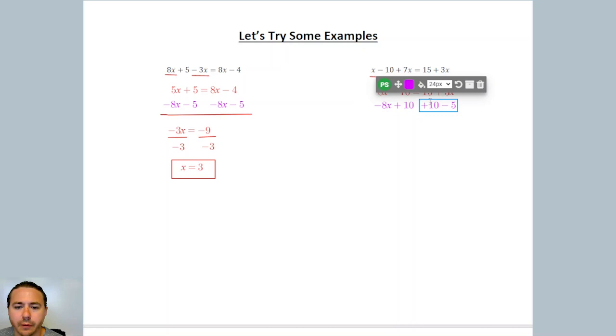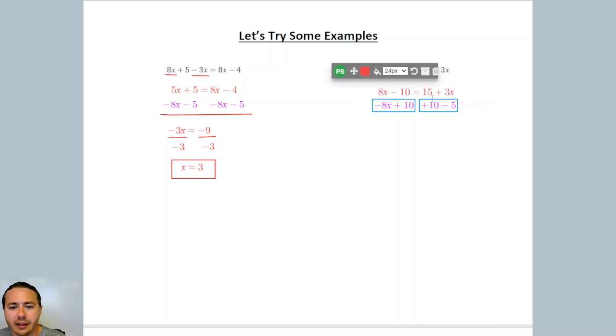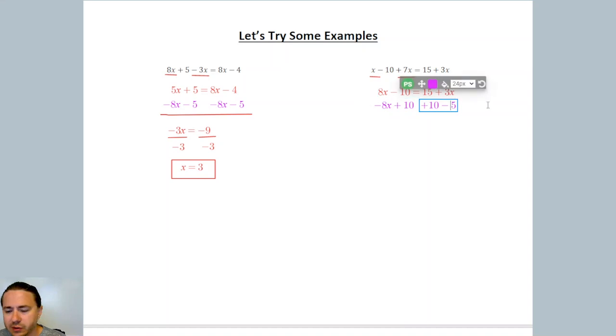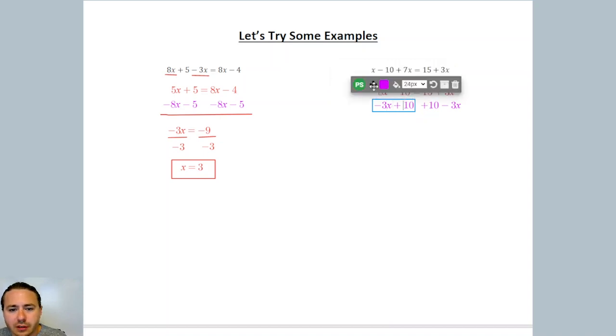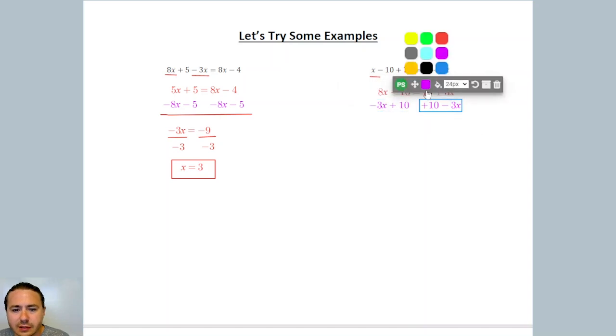And then we want to move this 3x over to the left-hand side, so we want to subtract 3x from both sides. Okay, so put a little space in here just to make it obvious. Let's line this up a little better. Yeah, that looks great.